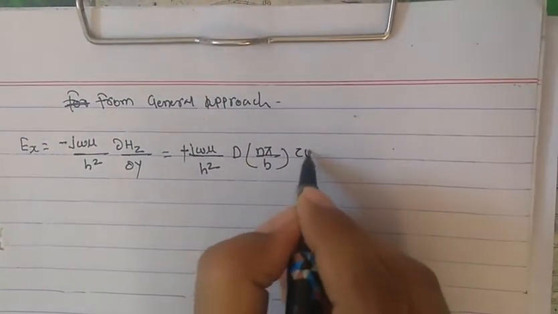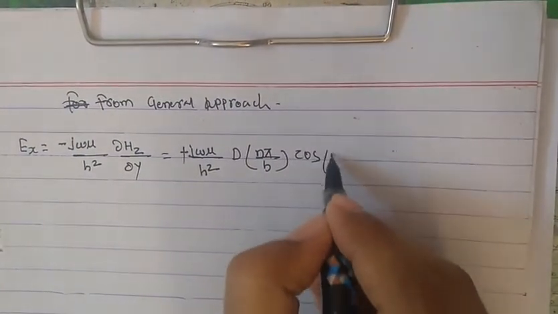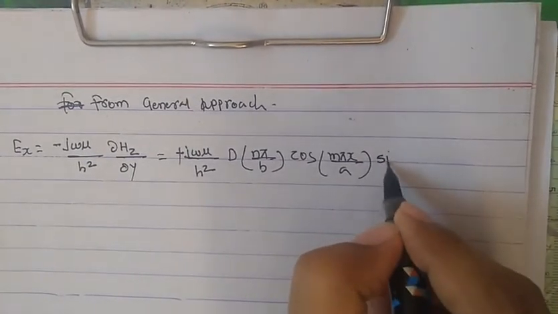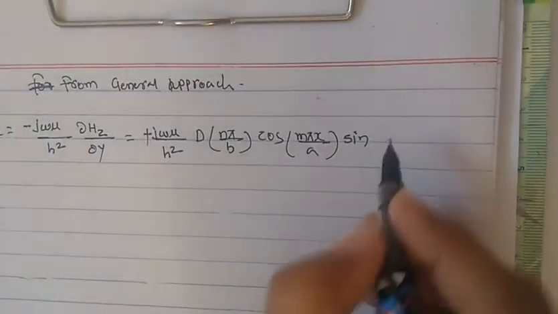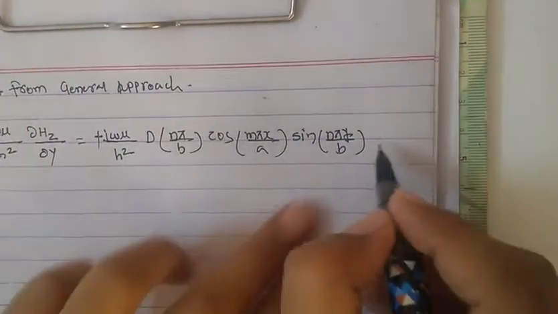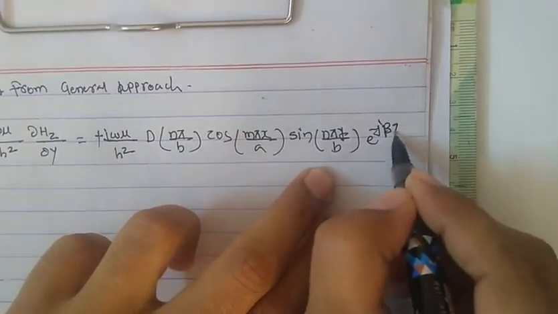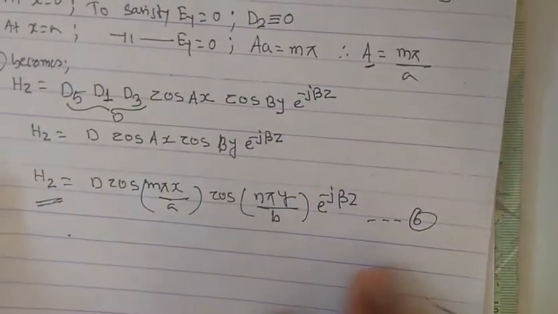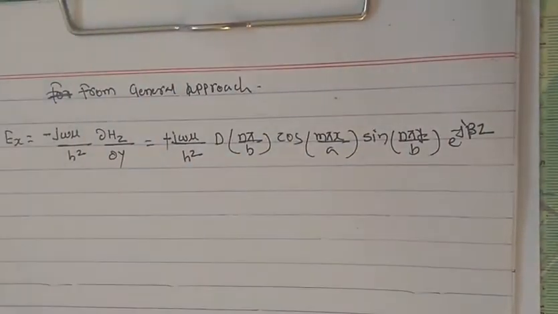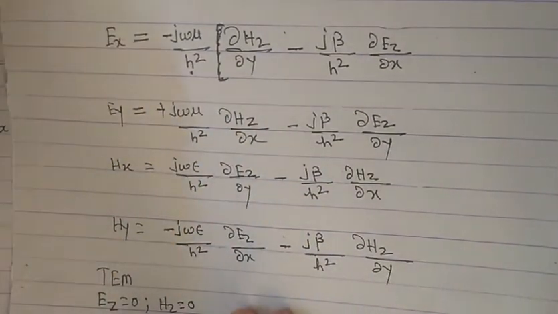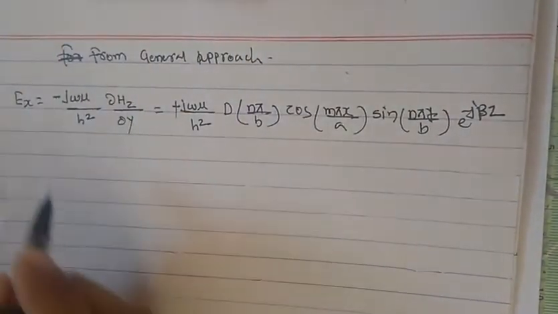Cos m pi x by a sin n pi y by b e raised to minus j beta z. So we have differentiated this. Now we'll write Ey. Ey is j omega mu by h square del Hz by del x.